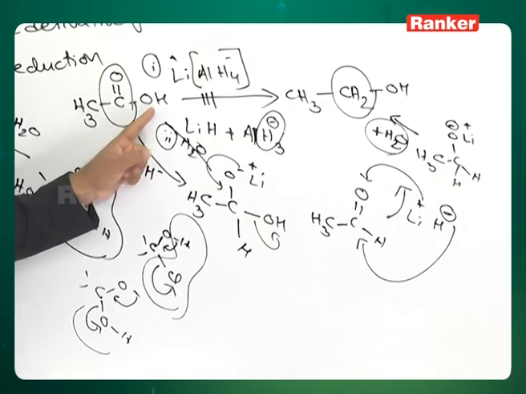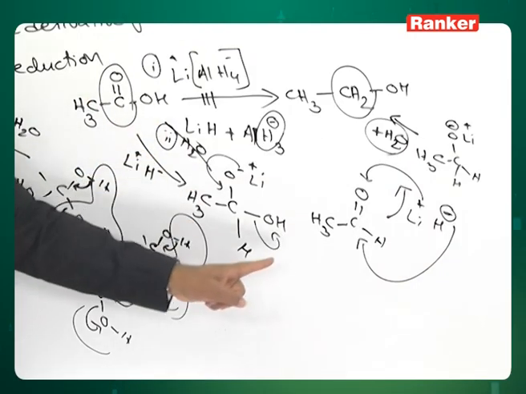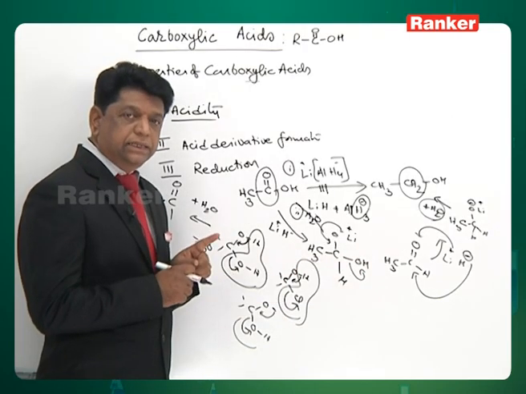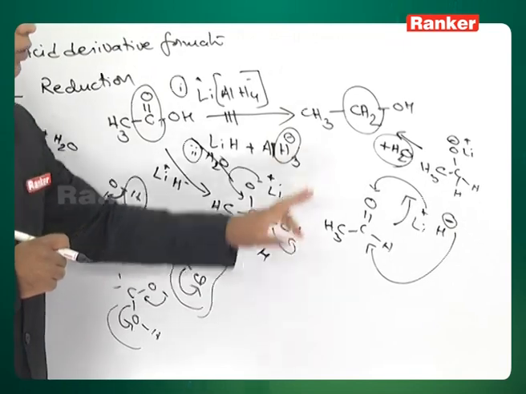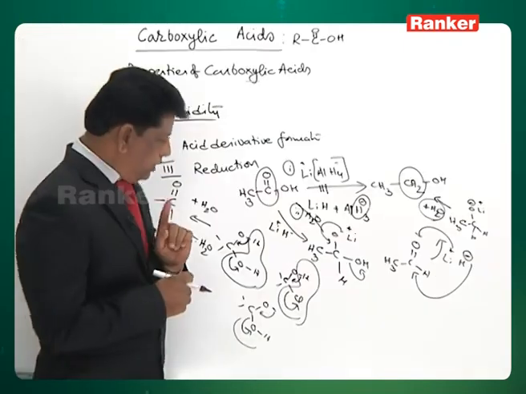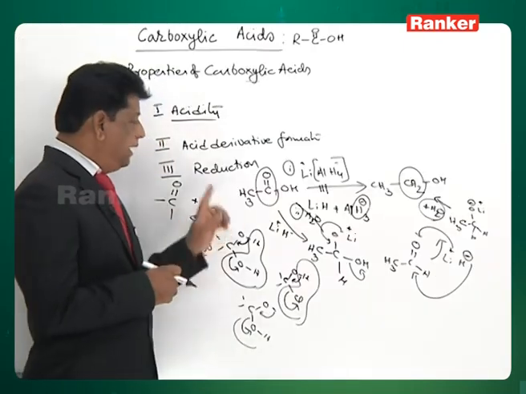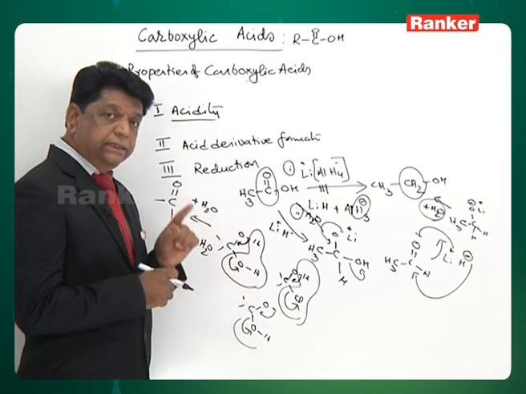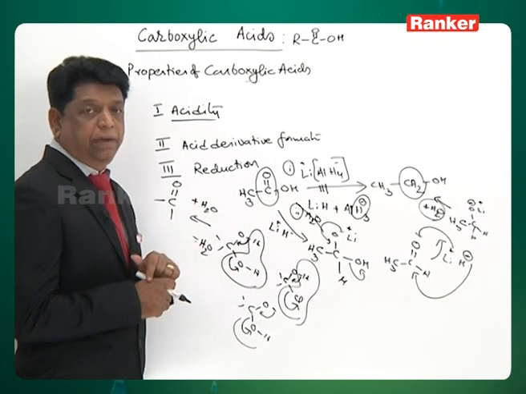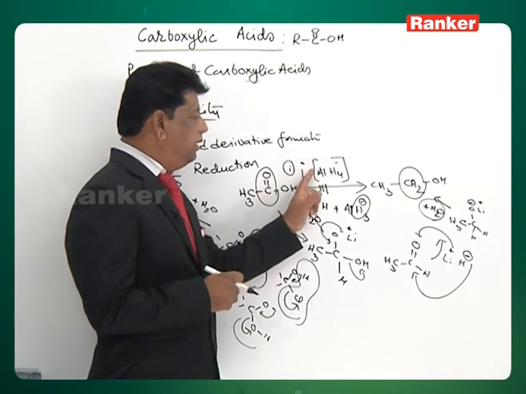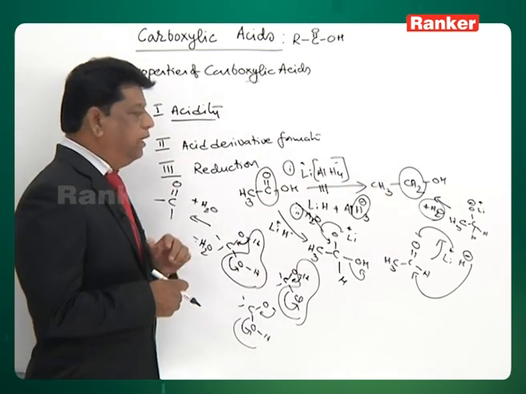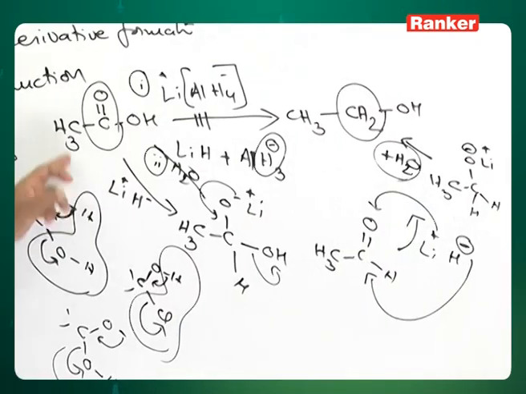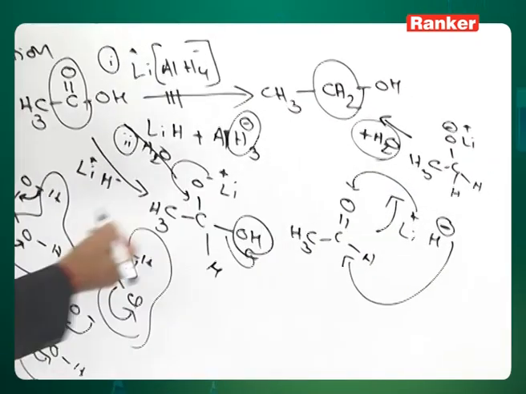If RCONH2 is there, NH2 will not go out because ammonia is a strong base, so the outgoing group is weak. Therefore, NH2 will not go, and it gives a 1 degree amine. So, you can make a general statement: acids and all the acid derivatives except acid amide on reduction with lithium aluminum hydride will give the same product, that is alcohol, right? That is 1 degree alcohols, because in all the cases the mechanism is the same, only the outgoing group differs.